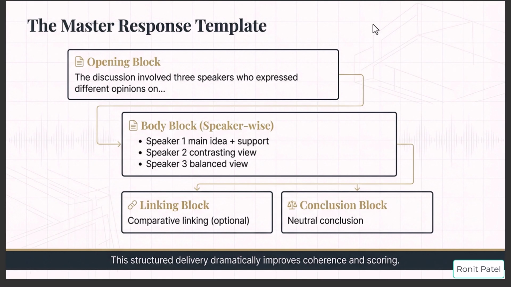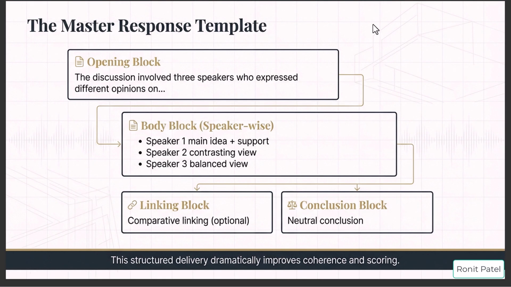Block 4. Conclusion block. The slide emphasizes neutral conclusion because this is extremely important. What not to do: never say in my opinion, I believe or I think. Safe conclusion patterns are: overall, the speakers presented differing perspectives on, or in summary, the discussion highlighted multiple viewpoints. Something like this can be used. Neutrality protects your content score.